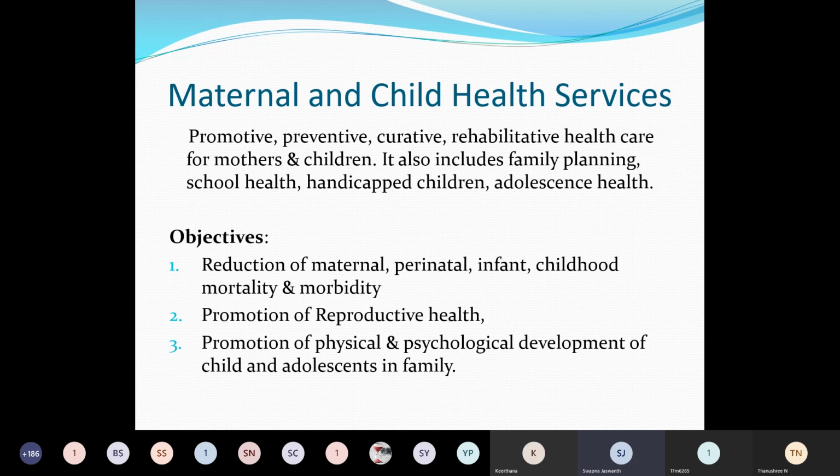So the main objective is to reduce the maternal, perinatal, infant, and childhood mortality and morbidity, and the promotion of reproductive health. Reproductive health is given a lot of importance in MCH services. Another objective is promotion of physical and psychological development of a child and adolescent in the family. So it includes the overall health of the mother as well as the child, and hence these objectives have been framed keeping that in mind.